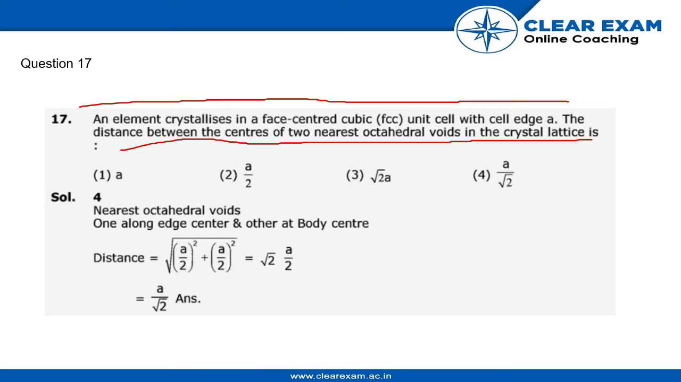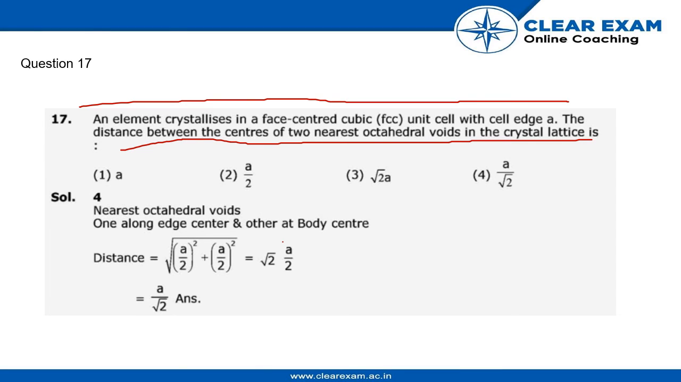So octahedral voids lie along the edge centers and along the body center. So the nearest octahedral voids will be one along one edge center and another along the other edge center. A is the edge length, and hence the distance to the edge center will be A by 2. So therefore the shortest distance will be given by Pythagoras theorem.